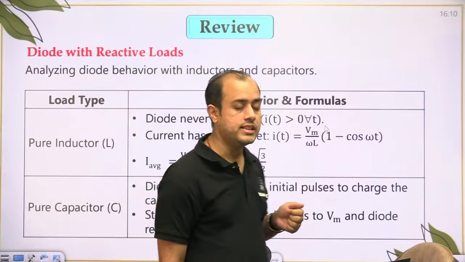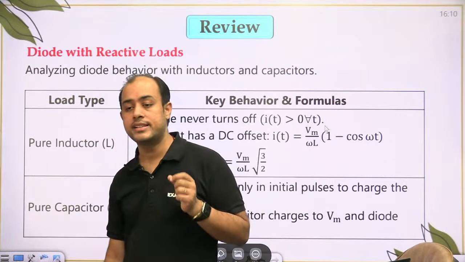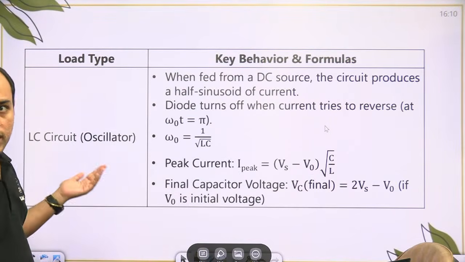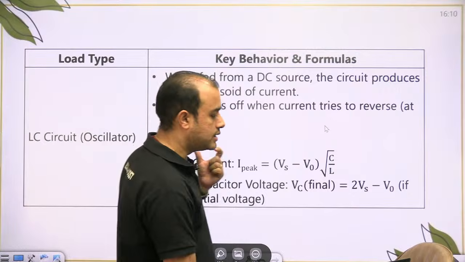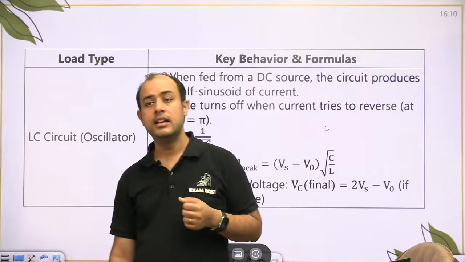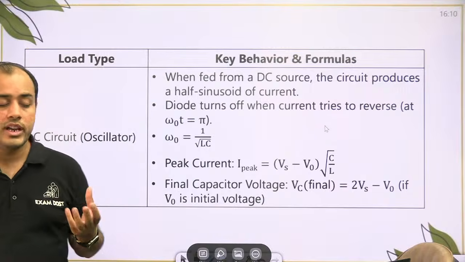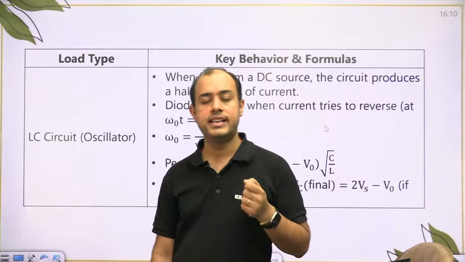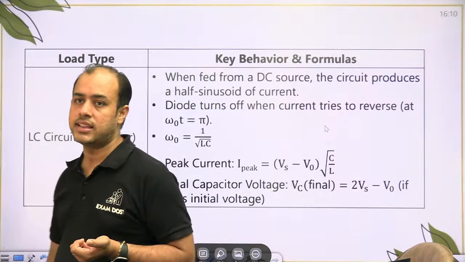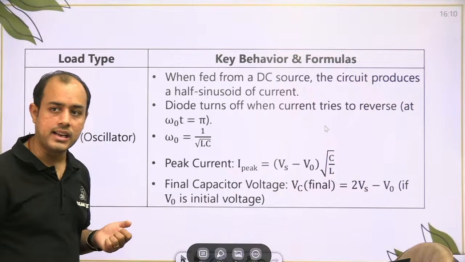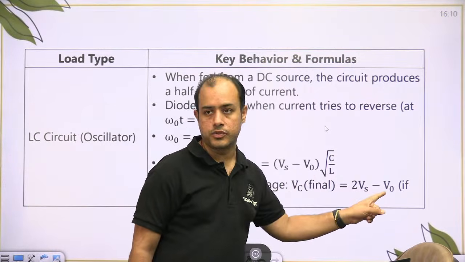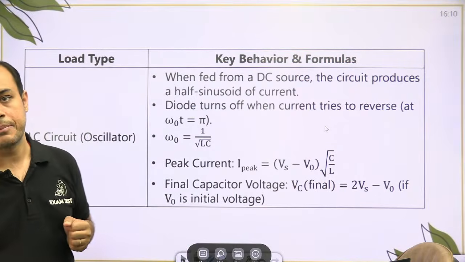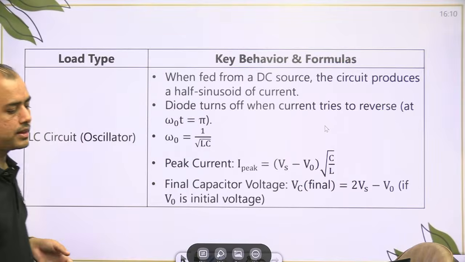So the diode will charge the capacitor up to the peak voltage just like a clamper, after which the diode remains off. When you connect it to an LC oscillator, the diode conducts for a half cycle because the current follows the equation sine omega t. So after pi, the sine omega t tries to reverse, and that is when the diode turns off. So the final capacitor voltage is 2 Vs minus V0, where Vs is the supply voltage and V0 is the initial capacitor voltage. Okay?